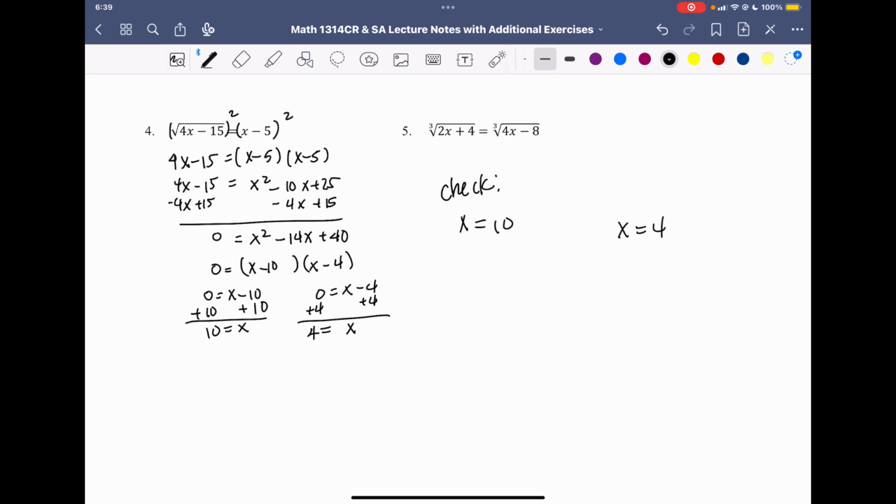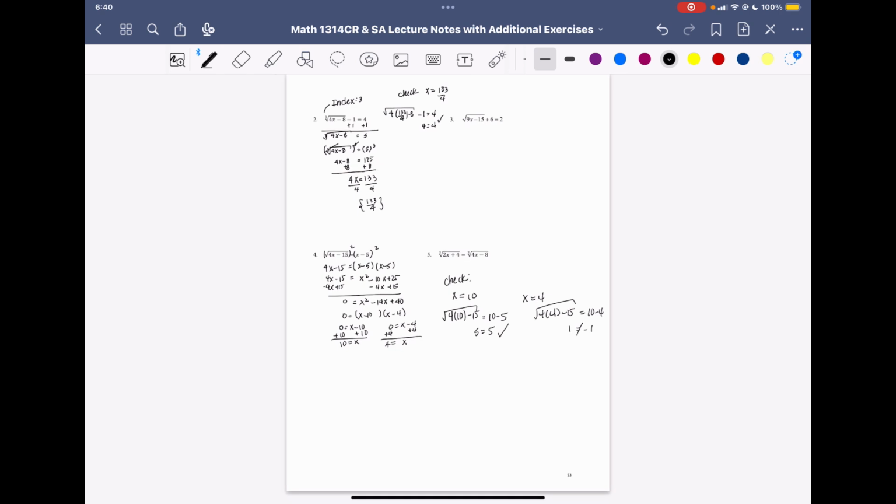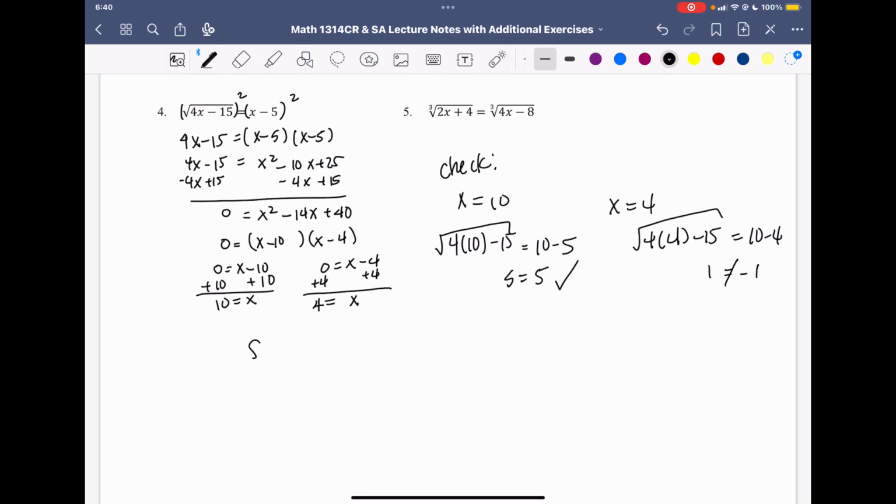So we have to go back into the original equation up here. It's going to be 4 times 10 minus 15 equals 10 minus 5. So then I get 5 equals 5. That's correct. And then 4 times 4 minus 15 equals 4 minus 5. So then this is 1 equals negative 1. This is not equal, so the only solution is 10.